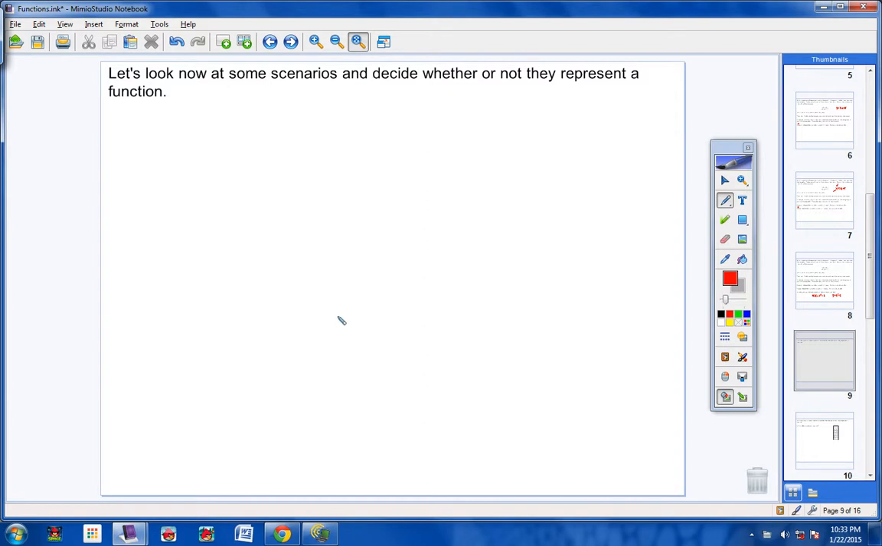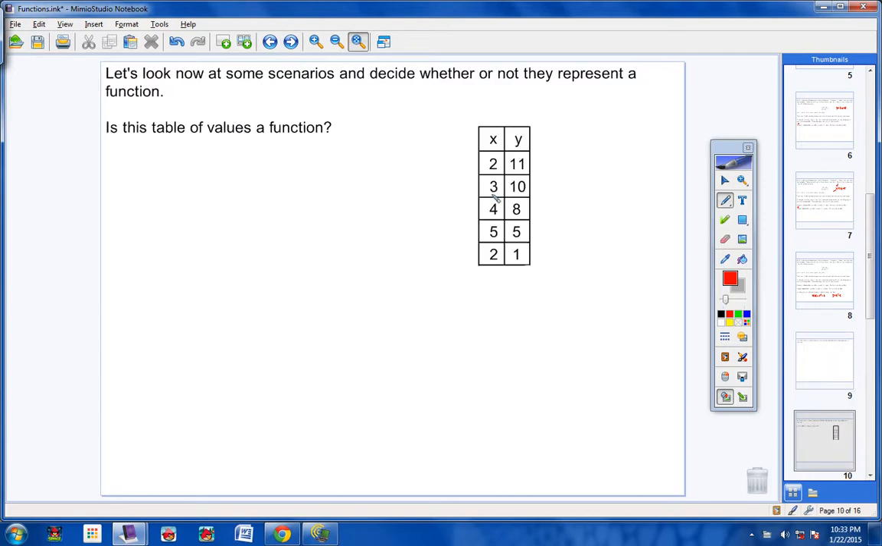Let's look now at some scenarios and decide whether or not they represent a function, okay? So here we go. Is this table of values a function, or does this table of values represent a function? Students, go ahead and copy this down. Now remember, this is the exact same thing as having an input circle of 2, 3, 4, 5, and 2, although 2's already up here. And your output over here is going to be 11, 10, 8, 5, 1.